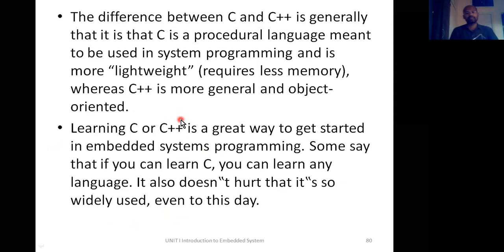Next, here we have mentioned the differences between C and C++. The difference is generally that C is a procedural language, whereas C++ is an object-oriented language. We call it OOPS programming. Learning C or C++ is a great way to get started with embedded system programming. Some say that if you can learn C, you can learn any language. All higher level languages more or less follow the same standard or syntax with little differences. The concept remains the same in almost all programming languages.